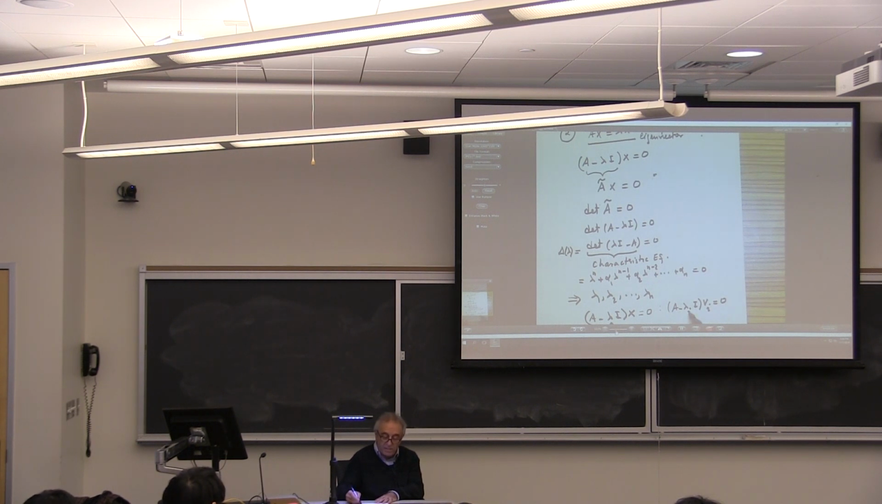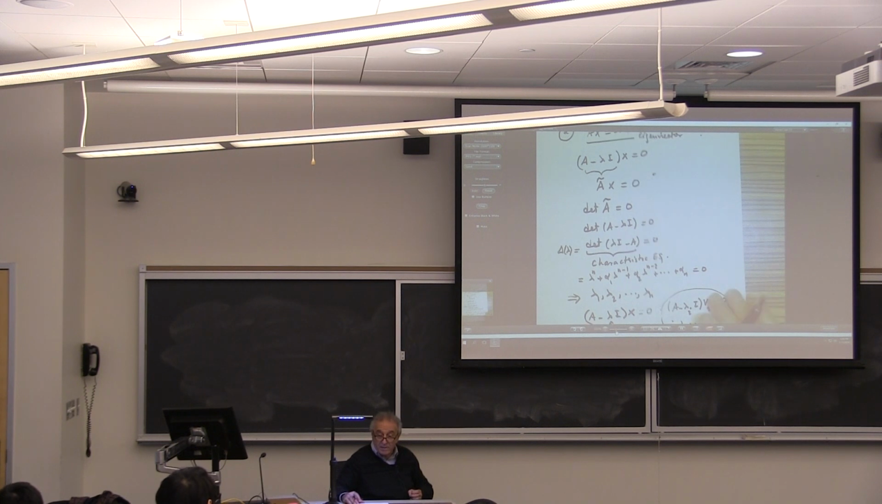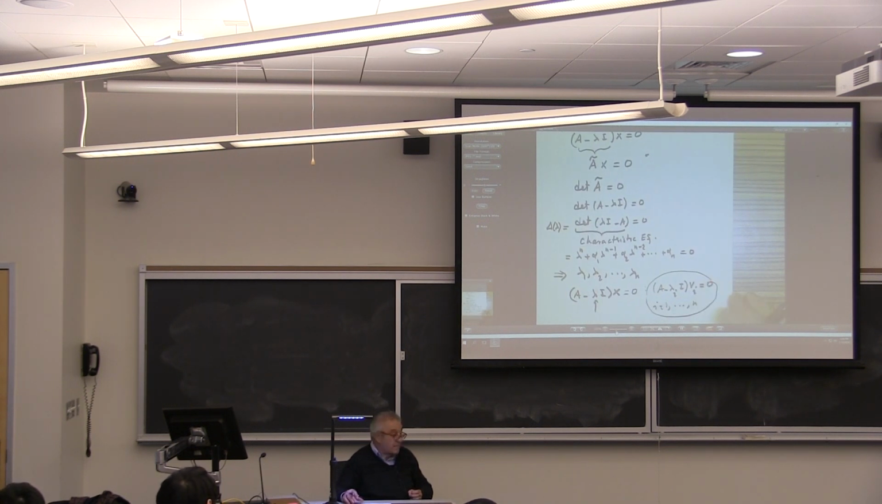So for each of those lambda, i equal 1 to n, you have this set of equations, which are actually homogeneous equations, all of them. Corresponding to each of these lambda 1 through lambda n, you can find the corresponding eigenvectors. Okay? Is that clear? Is that okay now?